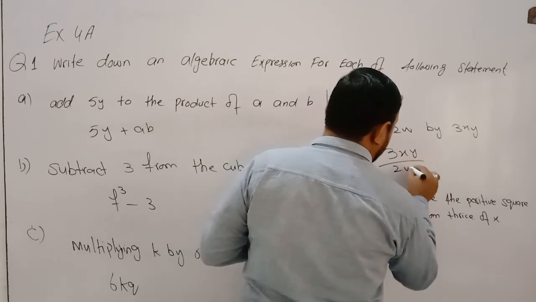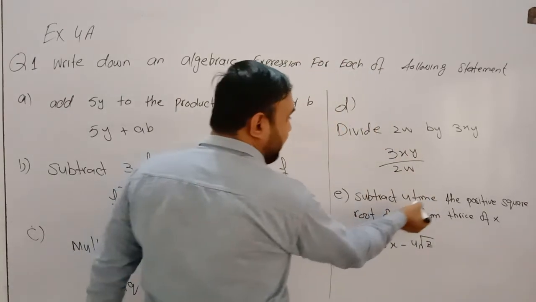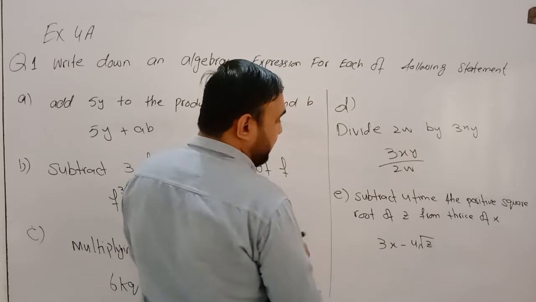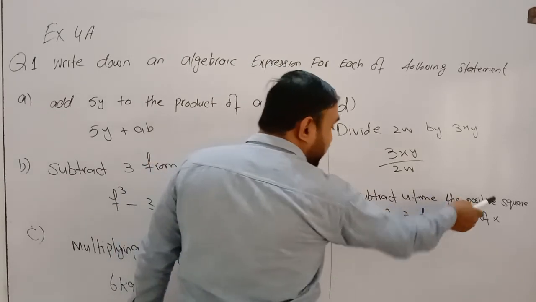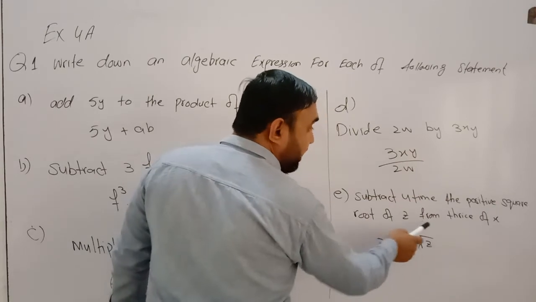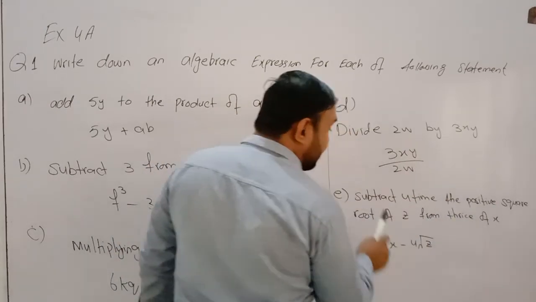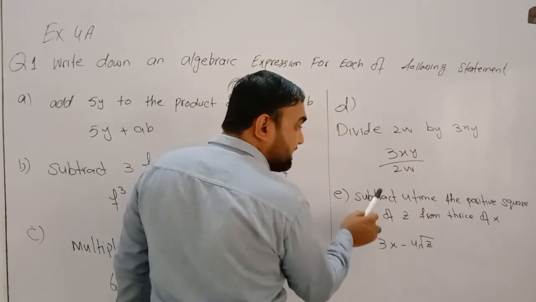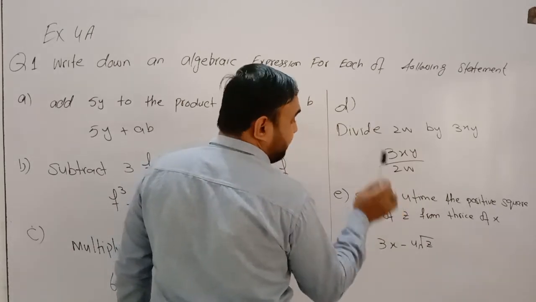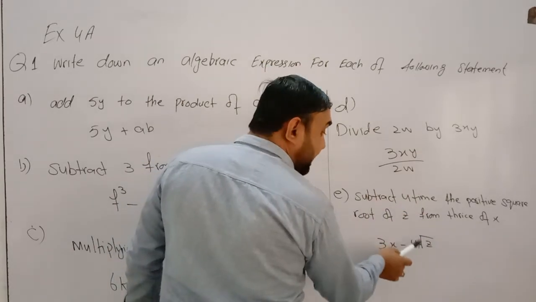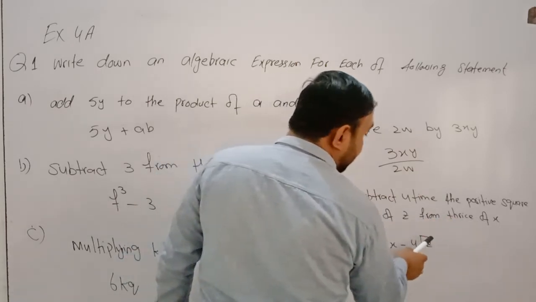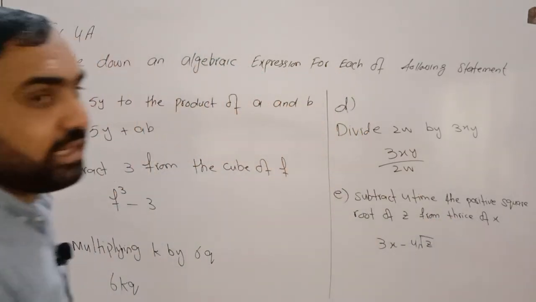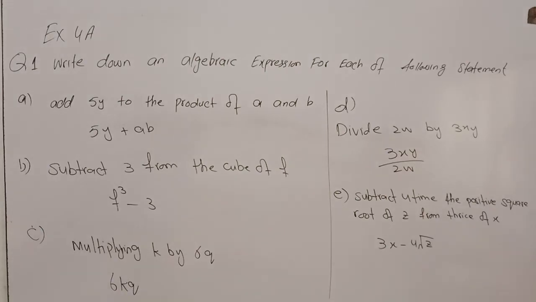E part: subtract 4 times the positive square root of z from thrice of x. This is 4 times the square root. Subtract from 3x, thrice of x. This is 3x minus 4 times the square root of z.